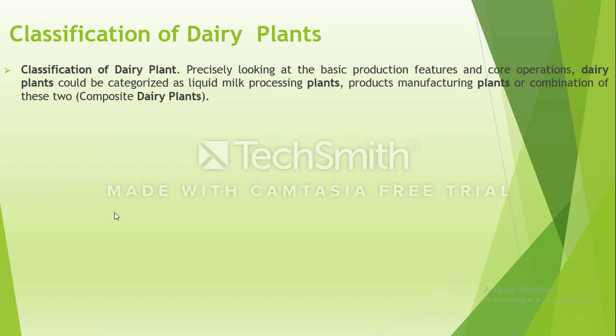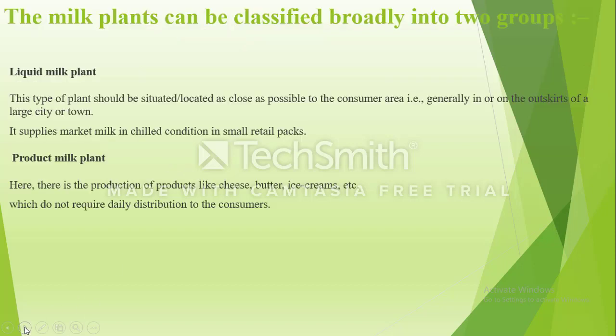We know that the design and layout of the dairy plant depend much on the quantity of milk handled and the type of product made. Some may need refrigerated conditions for the distribution of the product, while others may not. Some products may not need daily delivery and need to be transported once a week or so. There is a wide variation in size and type of dairy plants. So, milk plants can be classified into two categories: one is the liquid milk plant and another is the product milk plant.